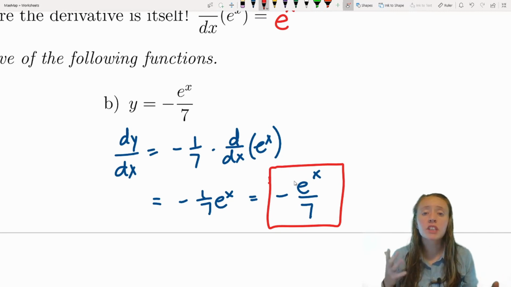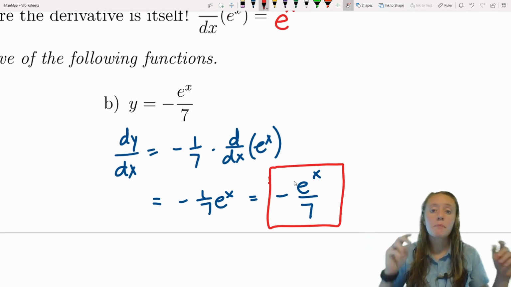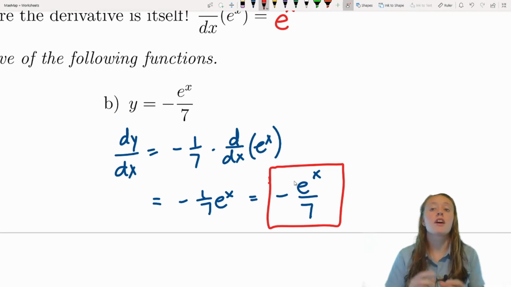So hopefully from this worksheet, you got a lot of really good practice with the constant rule, the power rule, the constant multiple rule, and that sum rule. So as we continue on in the next video, don't forget those, but we're going to learn a couple new rules, the product rule and the quotient rule.